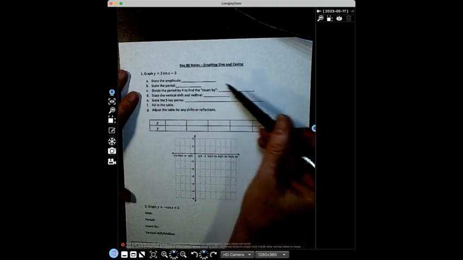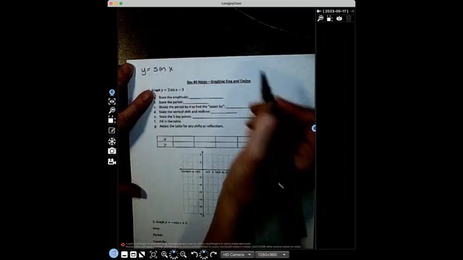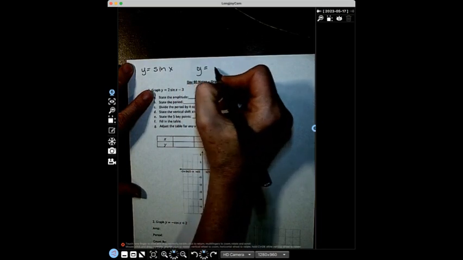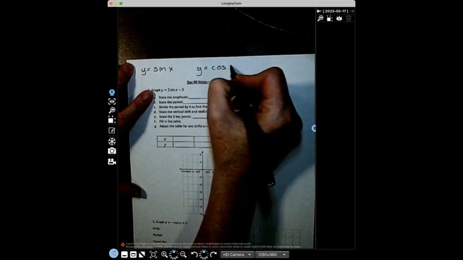So last class, we took the unit circle and we rolled it out into a basic sine curve and cosine curve. Remember, those equations that we did were y equals the sine of x, right? And we also did y equals the cosine of x.